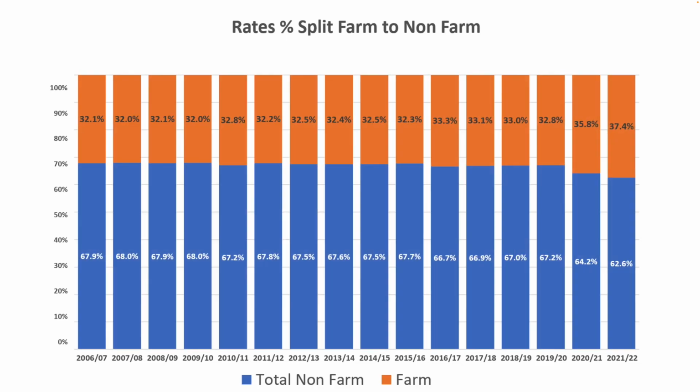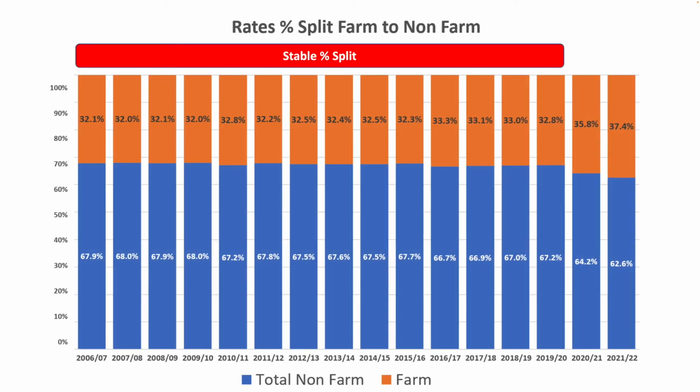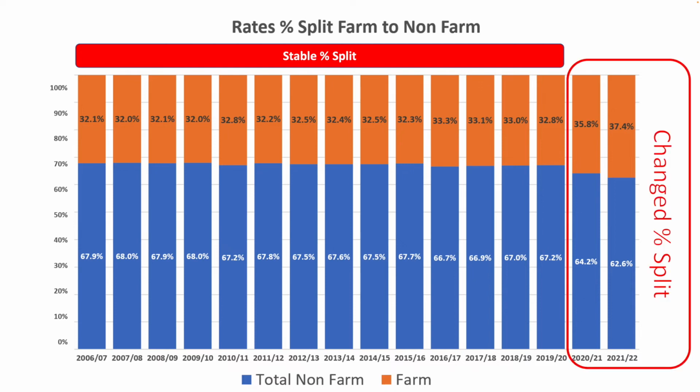This graph illustrates how over time the rate split between farm and non-farm has changed. Now from 2006-7 to 2021, the difference between farm and non-farm was reasonably stable up until 2020. In the last couple of years, you'll notice that the percentage of the total rates paid by farmers has been increasing. This has primarily been because the valuation increases for farm properties was way higher than the valuation increases for residential properties.